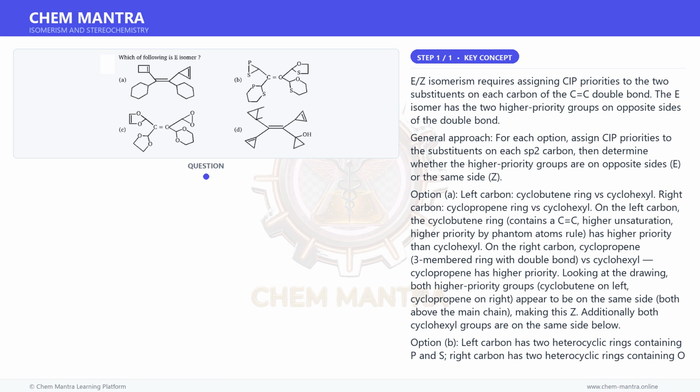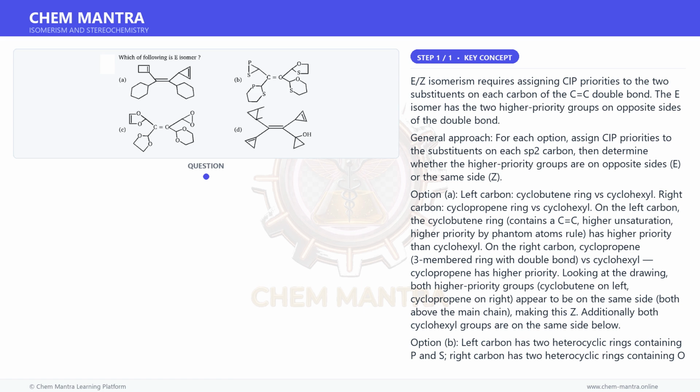Option B: left carbon has two heterocyclic rings containing P and S, right carbon has two heterocyclic rings containing O and S. Priority assignment: on the left carbon, the ring with P, atomic number 15, versus a ring with P, need to differentiate by ring size or substituents further. On the right carbon, S containing rings compete. This is complex, but the arrangement drawn places the 5-membered rings above and 6-membered rings below on both sides. Same side arrangement of same-sized rings suggests Z.